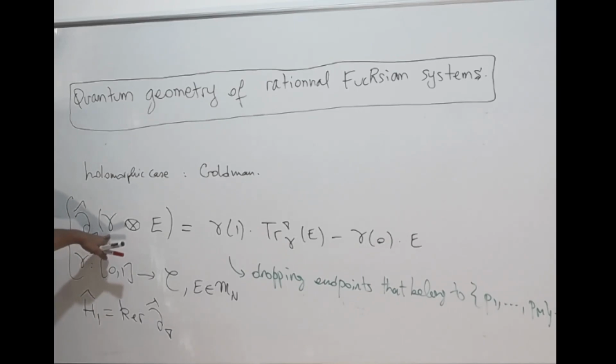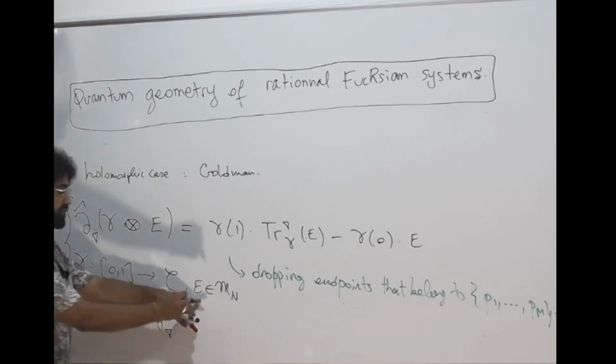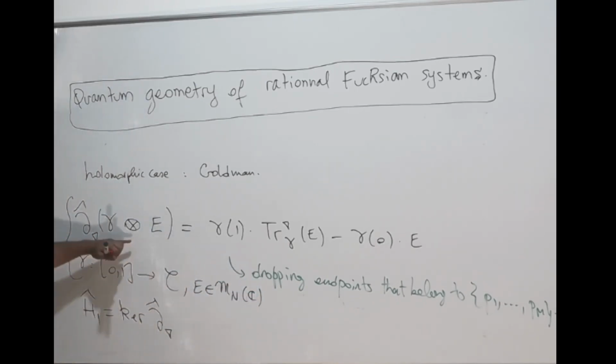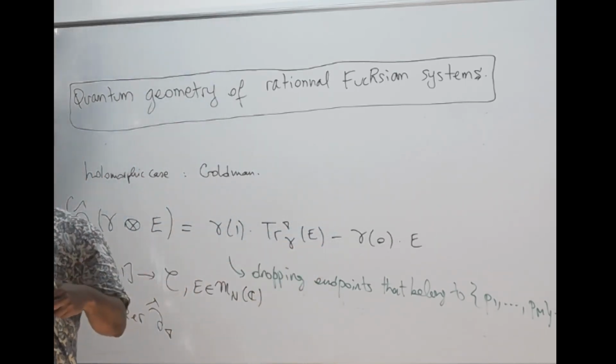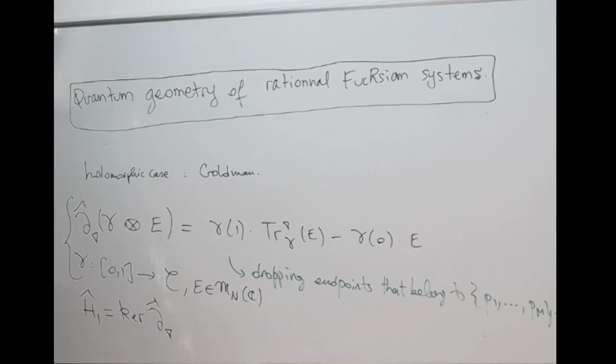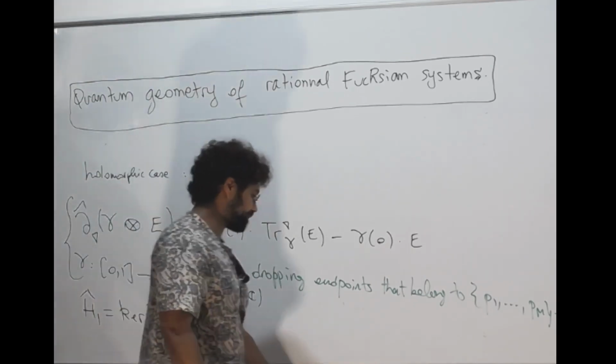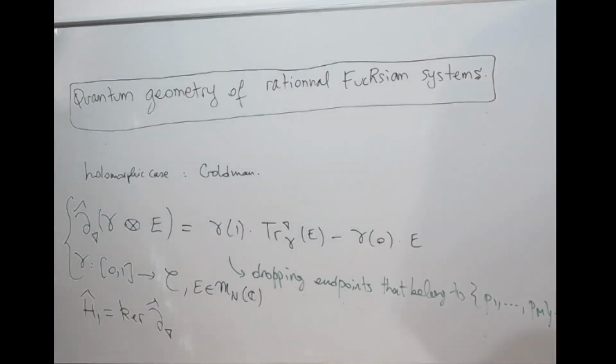So for any gamma in any matrix E, you can define the boundary in such a way. Then you can take linear combinations of these, and you're interested in the vanishing boundary condition. Okay.